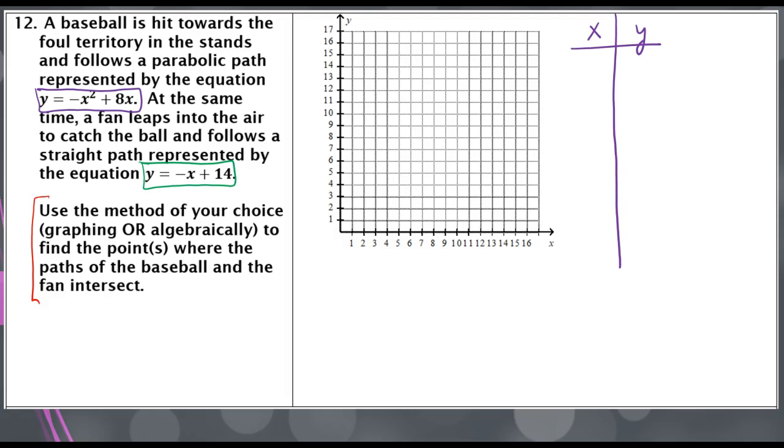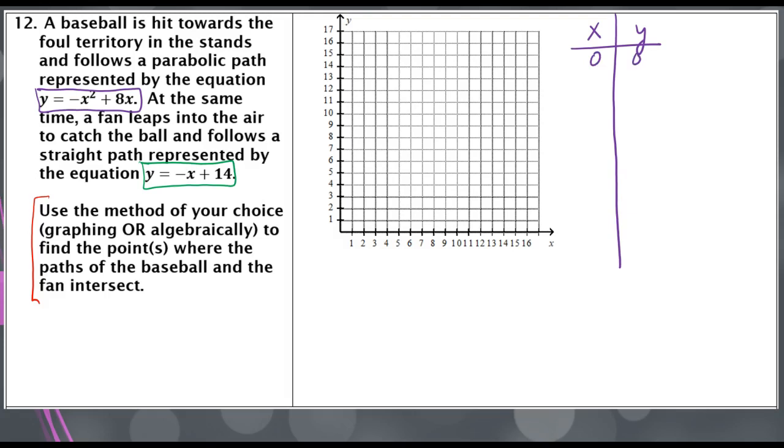Now, normally when we graph parabolas, I would say you need to have 5 points total, and you use negative b over 2a to figure out what the middle of your table is. But because this is modeling a real-world situation, I want to see where the baseball is hit, and I want to see where it hits the ground. So I want to see the whole path of the parabola. So I'm always going to start at the point 0, 0.